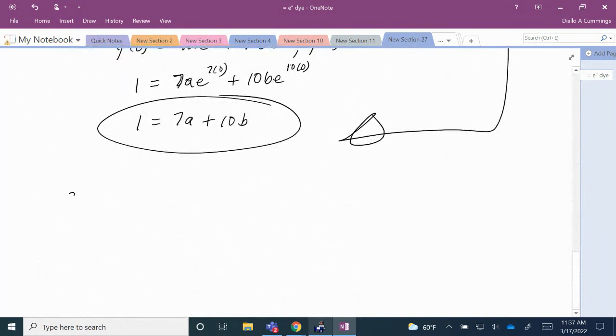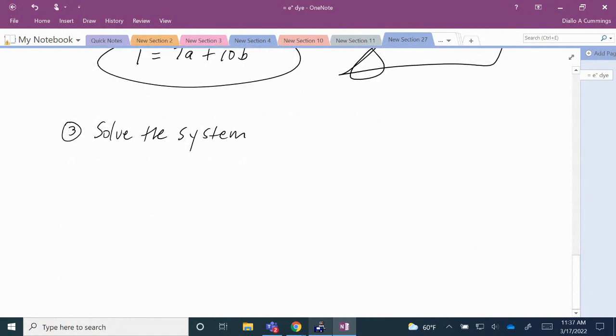All right, so our third step is we want to solve the system. So we're going to look at solving the system in a couple ways. We're going to look at it by hand, right? We're going to use substitution, the substitution method. And then we'll also take a look at the calculator. All right, so we're going to solve the system.